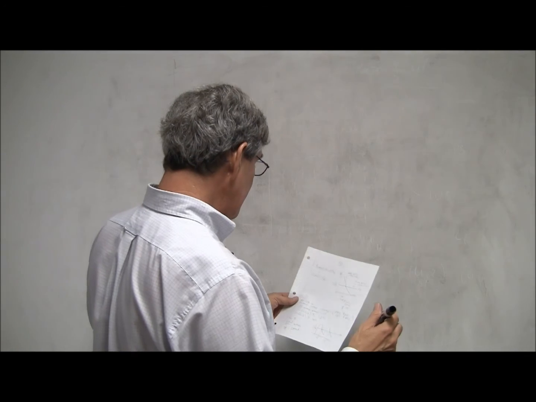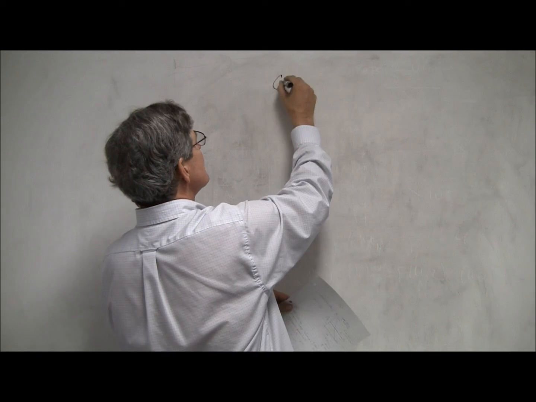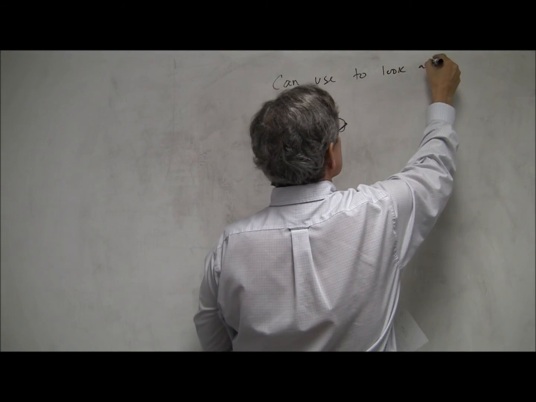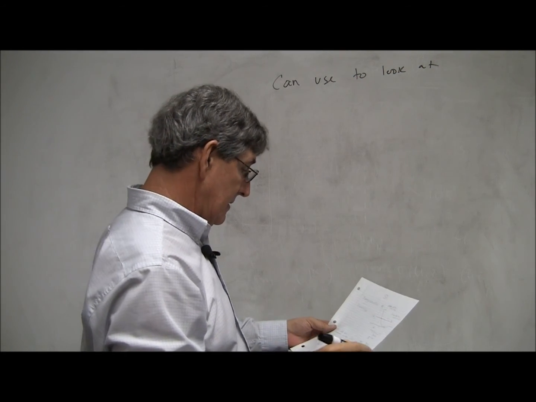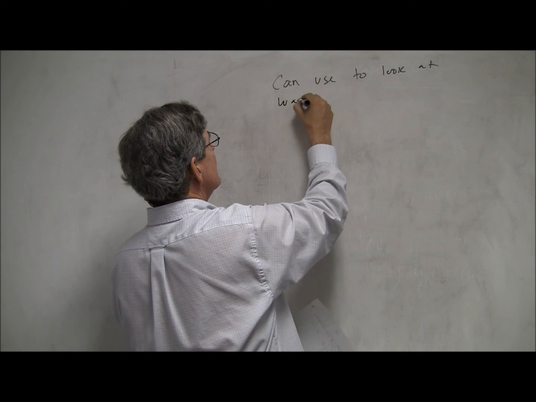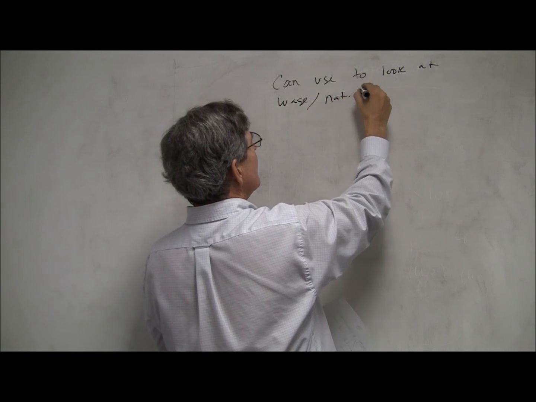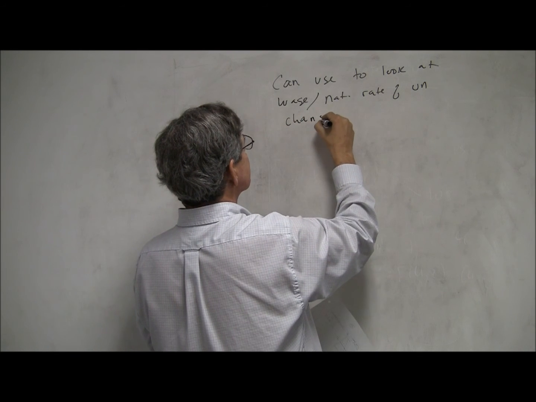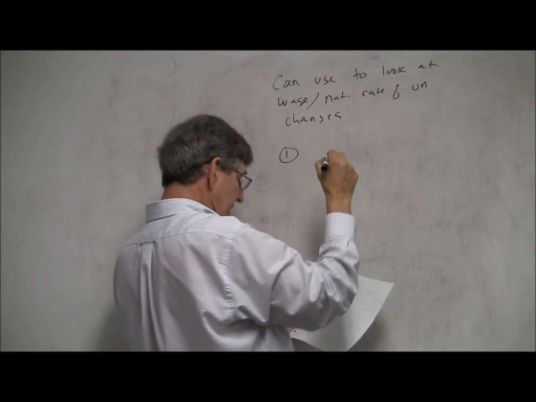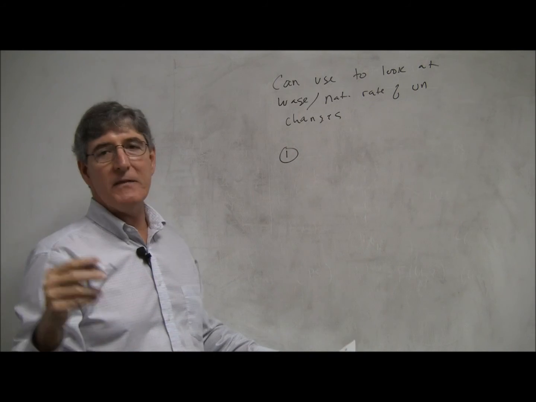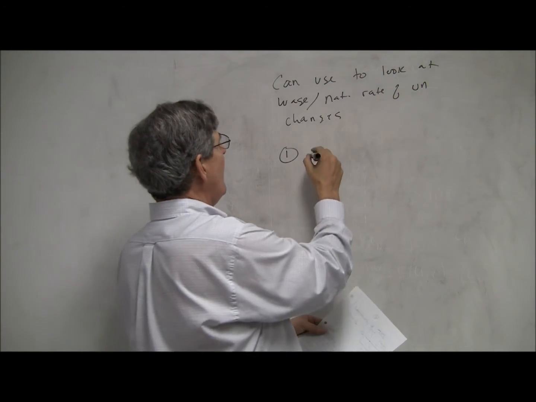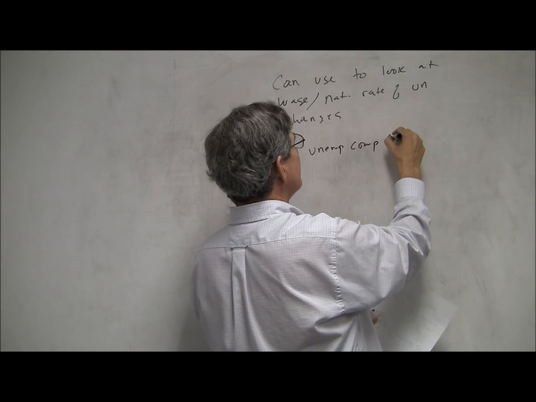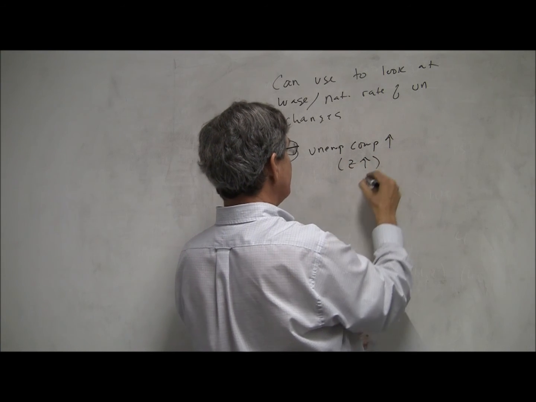Okay, we can use this model to look at reasons why the wage or the natural rate of unemployment changes. For instance, let's look at a first example. This will be a shift in the F function. What if unemployment compensation gets better? That is, Z goes up.